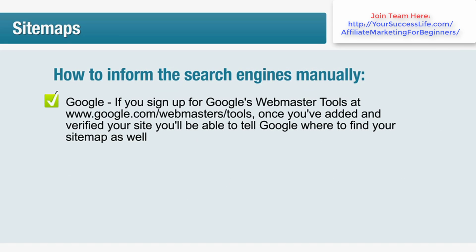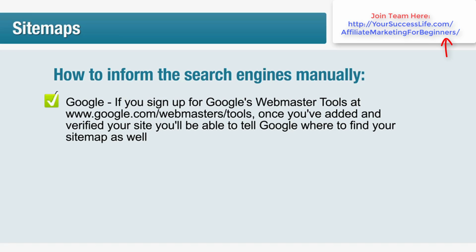Okay, Google. If you sign up for Google's Webmaster Tools at google.com/webmasters/tools, once you've added and verified your site, you'll be able to tell Google where to find your sitemap as well. Note that for this method you'll need to sign up with a Google account and authenticate your site by uploading a key file to your website or adding a meta tag on your page. Once you've done it once, you shouldn't have to do it again, unless you delete the file or the meta tag.